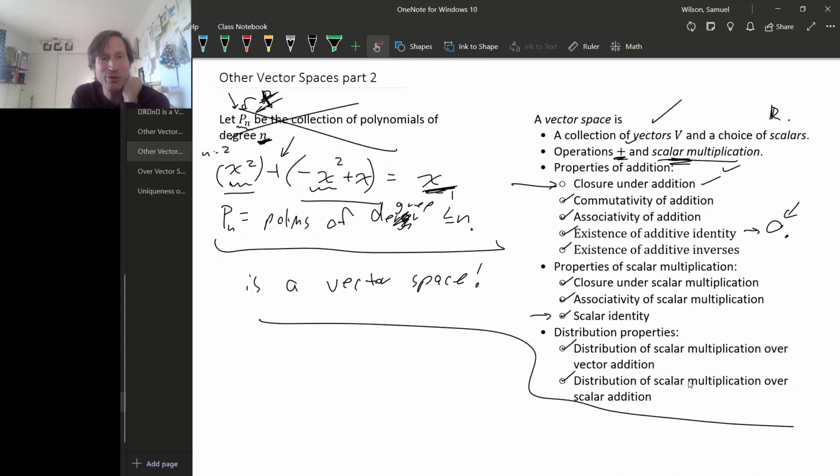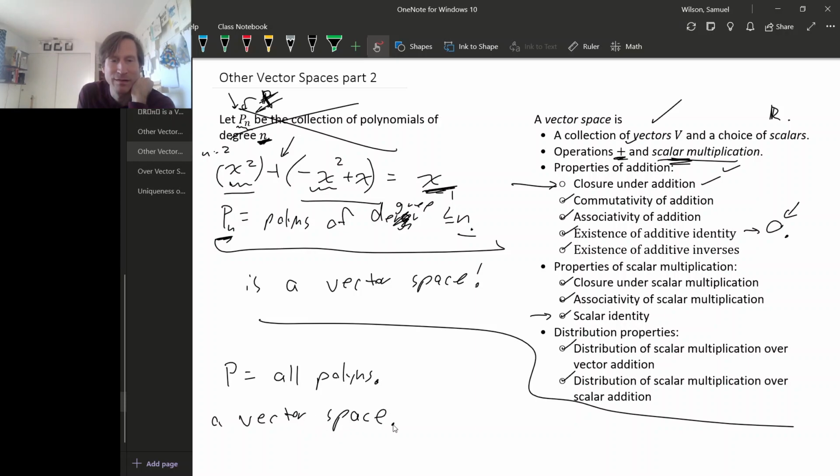Notice that for every n, we get a vector space P sub n, but if we took all polynomials, that would also satisfy all of these properties. So this is also a vector space. This vector space of all polynomials, of course, is much bigger than the individual polynomial vector spaces P sub n. Really, the difference between them is that this space of all polynomials is actually infinite dimensional, which is something that we haven't really encountered before.